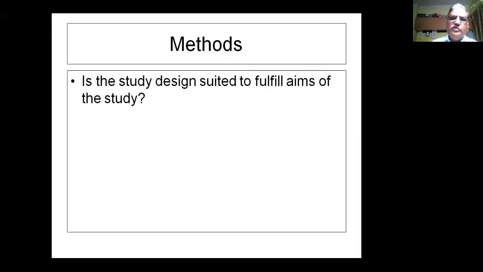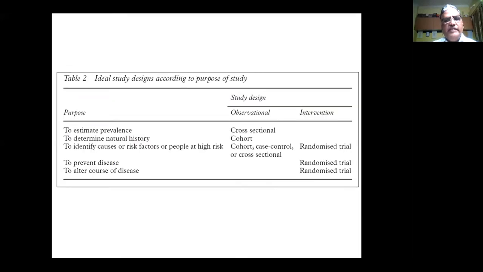Now, once you have gone through the introduction part and the question, and this PICOT should be clearly mentioned in the last paragraph of the introduction, then come to the methods part. Is this study design suited to fulfill the aims of the study? So is this study appropriate for the question that is being answered? So the ideal study design would depend on what the purpose of the study is. If you want to estimate the prevalence of a certain thing, then cross-sectional straightaway, one point of time: how many patients that you are seeing in OPD today are anemic? So you're just doing a one-point estimate that gives you the prevalence.